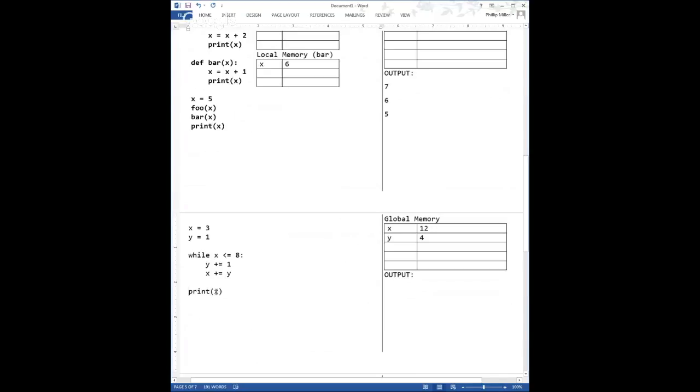We're out of the loop. We print the value of X. X is 12. The answer would be 12 in this case.